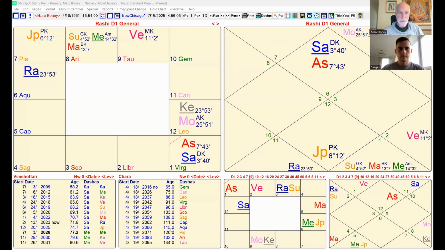How do we determine that? We take the planet with the highest degrees, we see where it falls in Navamsha, what sign it falls in, take that sign, bring it back to the birth chart, and use it as a lagna. So in my case, the moon is the Atmakaraka, and if you look down in Navamsha here, you'll see that it falls in Scorpio. So Scorpio becomes my what's called Karakamsha lagna.